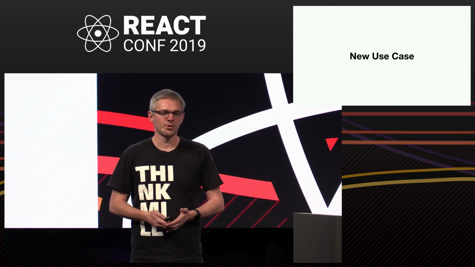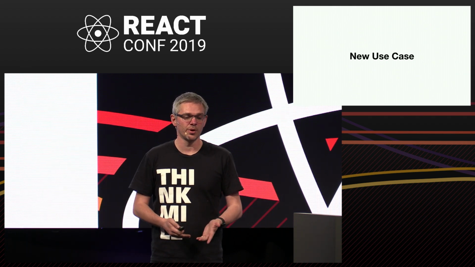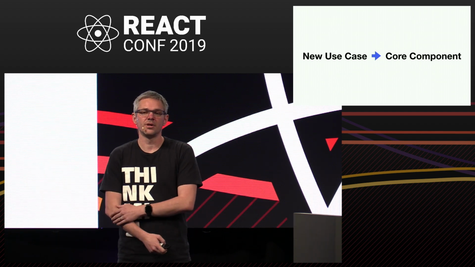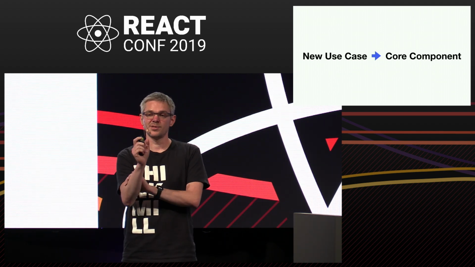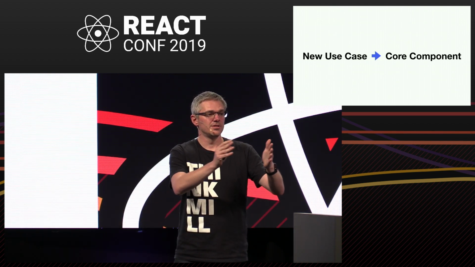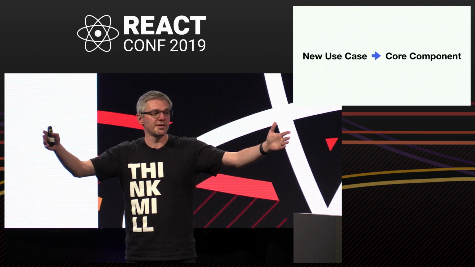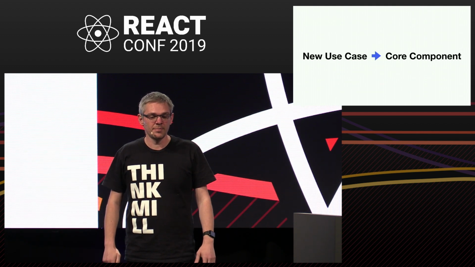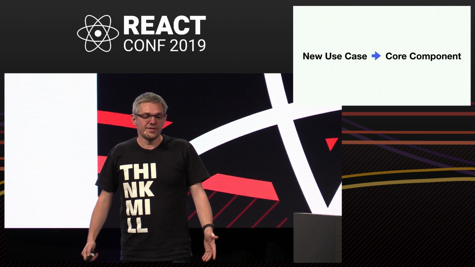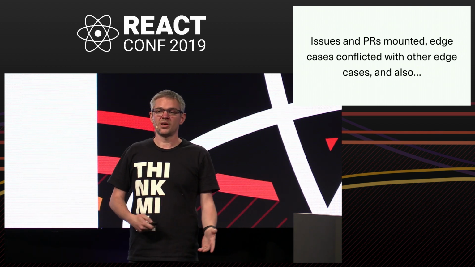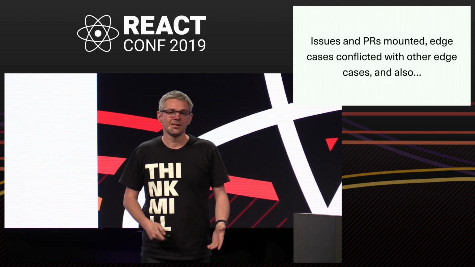Because every new use case required more complexity to be added into the core component. And the thing is, everyone who has a different use case for a component like this only really needs to customize about 5%. But every person needs to customize a different 5%. So your surface area of what can be customized becomes a significant amount of the component. And because of that, issues and PRs mounted. Edge cases coming in conflicted with other edge cases, and also life happens.